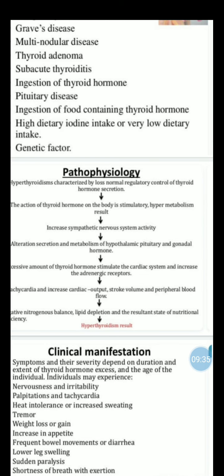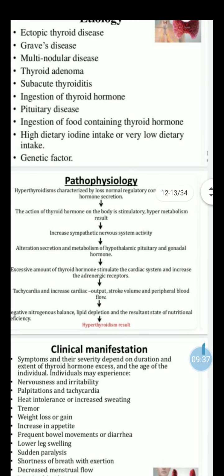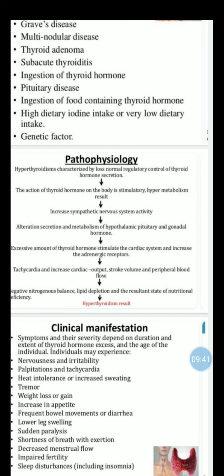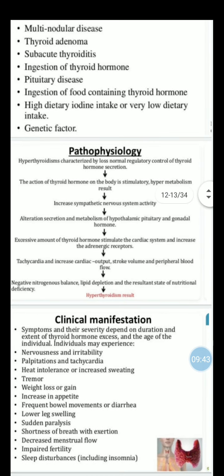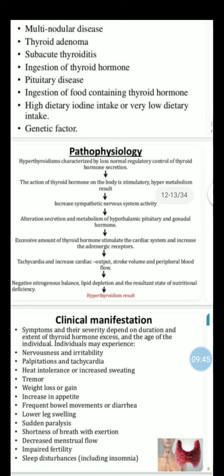This causes hypermetabolism, then increased sympathetic nervous system activity, then alteration in the secretion and metabolism of hypothalamic, pituitary and gonadal hormones. Then there is an excessive amount of thyroid hormones that stimulate the cardiac system and increase adrenergic receptors.